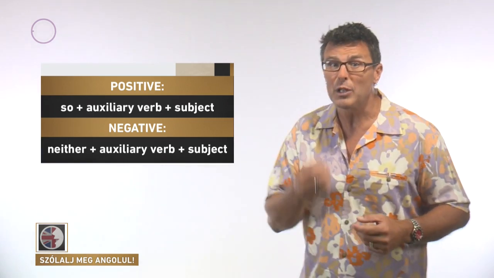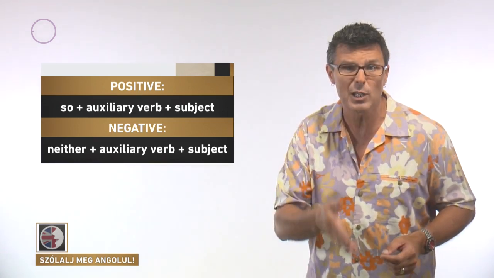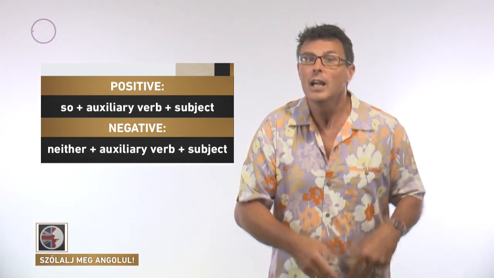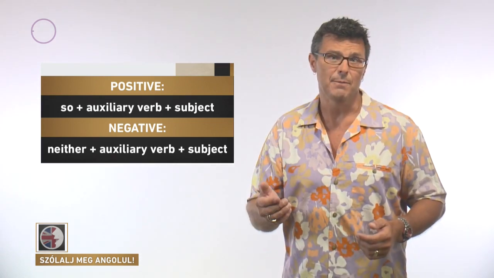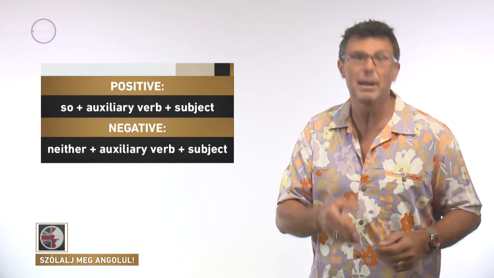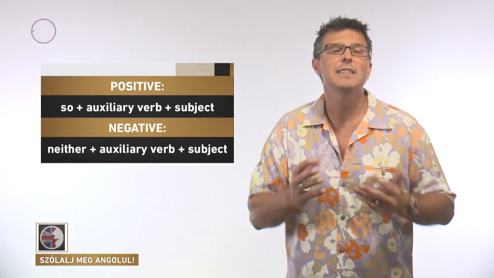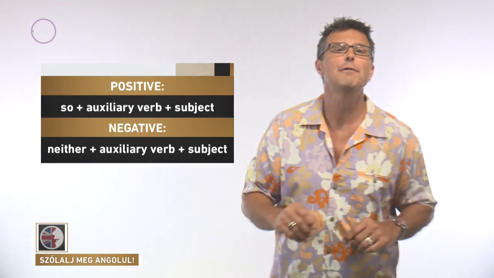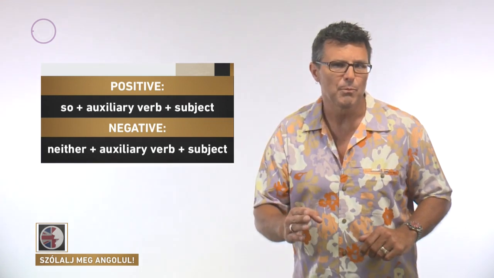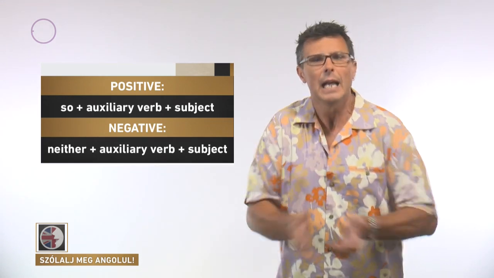The only difference is the word we use. When we're agreeing with a positive sentence, we use the word so, followed by the auxiliary verb and the subject. When we're agreeing with a negative sentence, we use the word neither, followed by the auxiliary verb and the subject. All the rules are the same. The only difference is the word we start with. If it's a verb in the positive form, then we use so. If it's a verb in the negative form, we use neither.